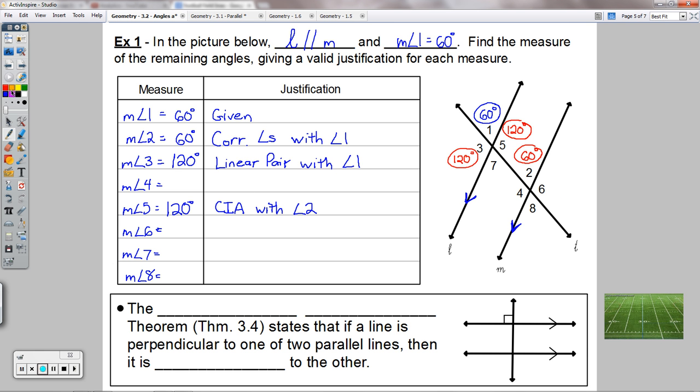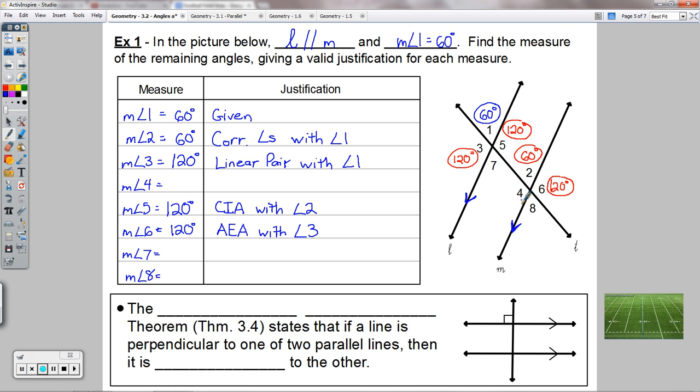Angle 6, I see a new justification I could use, and again, you wouldn't have to use these different justifications. I'm just trying to get practice with all of them. So 120 degrees, I could say that. That would be a linear pair here, corresponding with 5 and 6. That would also work. But a new justification would be 3 and 6, our alternate exterior angles. So why don't we go with that as our justification? 120 degrees. This is alternate exterior angles with angle 3.